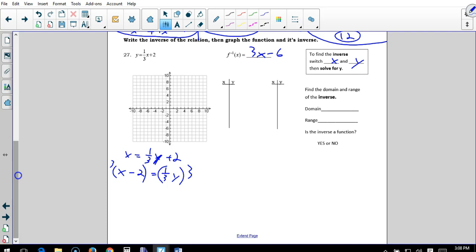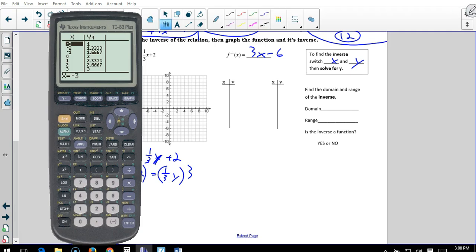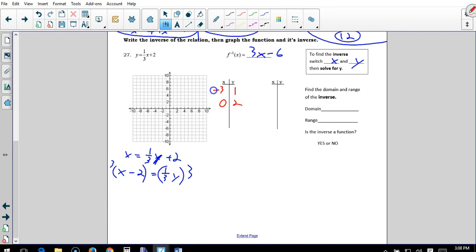So I'm going to use my calculator here and put in the first one. Y equals 1 divided by 3. Do not put 0.3 because you're getting an approximation. Put divided by 3. X plus 2. And just go ahead and get some numbers there. And you can look. We're going to use multiples of 3. So like negative 3, 1, 0, 2, 3, 3. That gives the points of the graph.